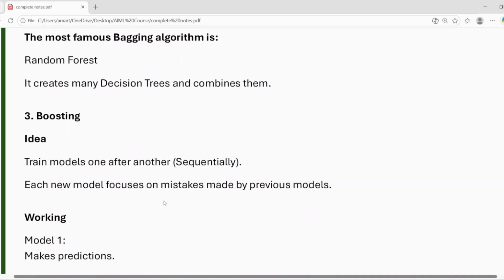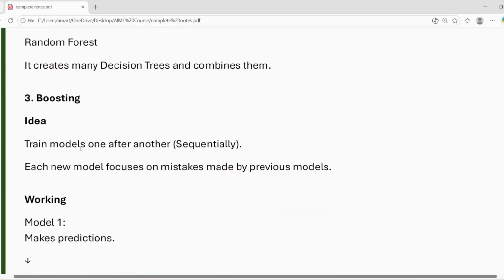Okay, the third one is boosting. The idea behind boosting is that it trains models one after another sequentially. Each new model focuses on the mistakes made by the previous models. Okay, that is how boosting works.